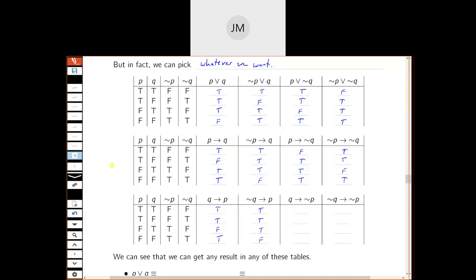If Q, then not P. If true, then false happens on the first row. Starting with a false gives me a true conditional. If true, then true gives me true. And starting with false gives me true.